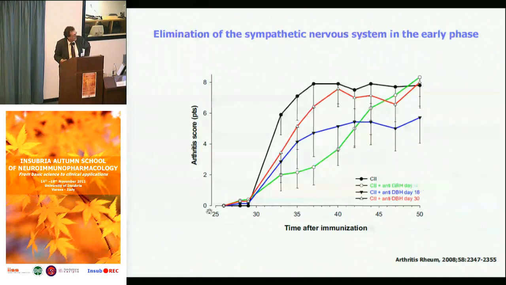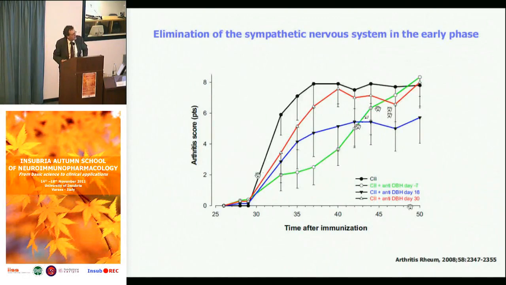When you do it on day -7, even before you immunize the animals with collagen type 2, in the green curve, you see that if you take away the sympathetic nerve fibers, you have a much lower expression of the disease as compared to the control group. This is the control group with intact sympathetic nerve fibers, but without the sympathetic nerve fibers, here at the beginning, before the disease starts, you have a much lower expression. You have to know that the sympathetic nerve fibers, when they have been destroyed, they come back. So we expect that the increase here of the disease expression is simply because the sympathetic nerve fibers come back.